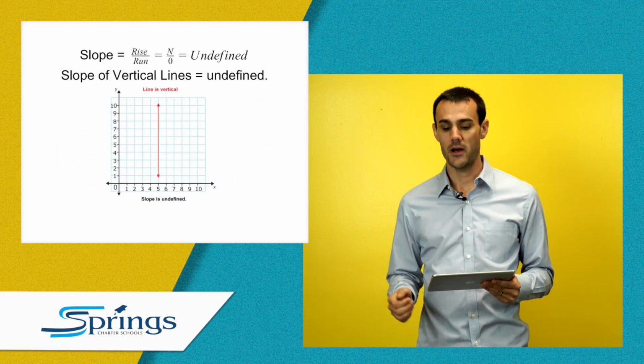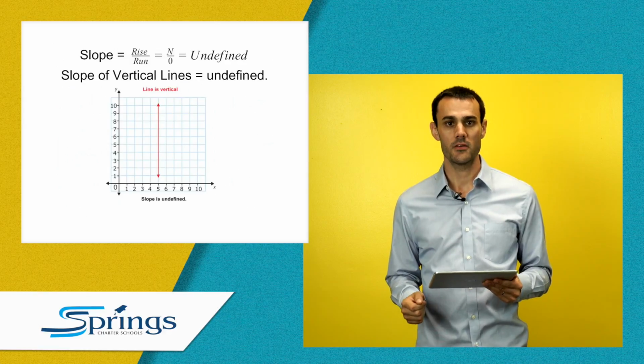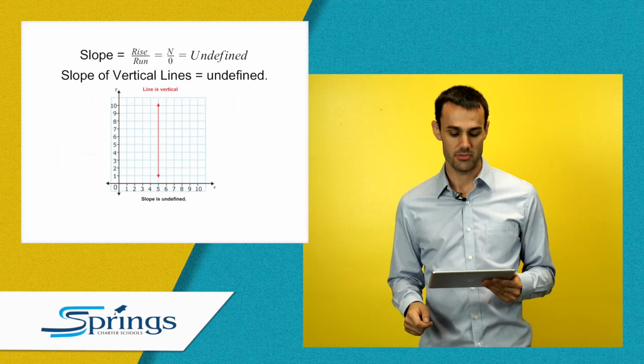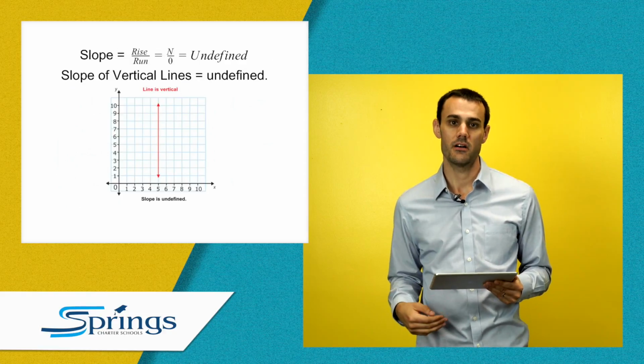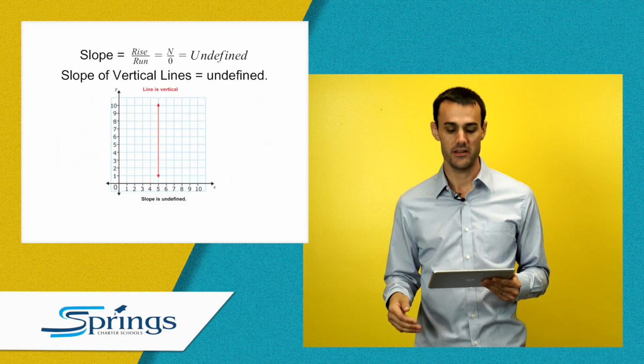All right, the slope of a vertical line. This is the line that goes up and down along the y-axis. These lines have an undefined slope. We can see here that rise over run, n over 0, creates what we call the undefined type of slope. So anytime we see this line, we should know that it is undefined.